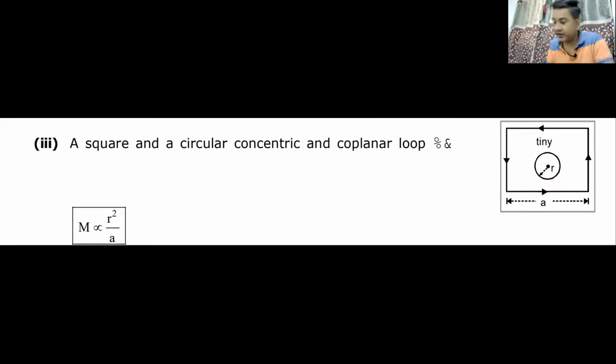Then you might have a case where you have an outer square loop and an inner circular coil. Then the formula will look like this: inner coil's radius square divided by the length of the outer square. Please note it down.